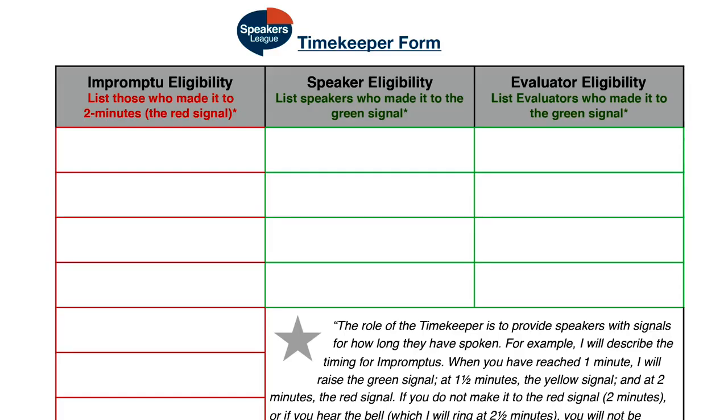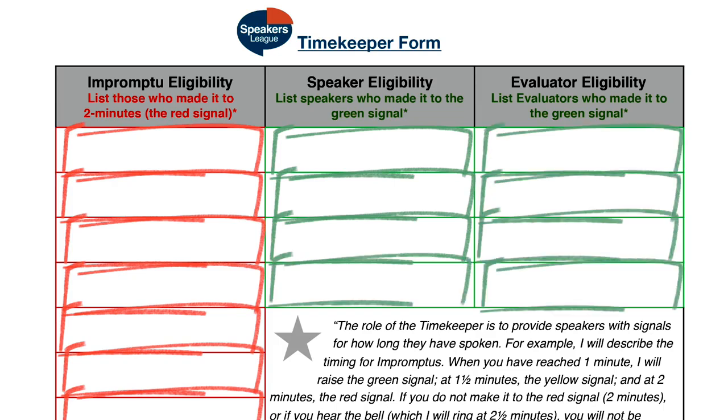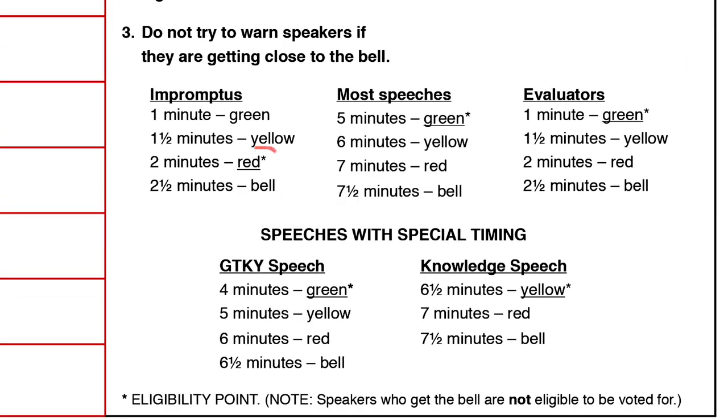The timekeeper form has a column for the 3 segments: impromptus, speeches, and evaluations. Notice how the impromptu section is outlined in red, while the speeches and evaluation sections are outlined in green. This is to remind you that the eligibility point for the impromptus is the red signal, and the eligibility point for the speeches and evaluations is the green signal. These eligibility points are also noted at the tops of these columns and with asterisks on the signaling points.